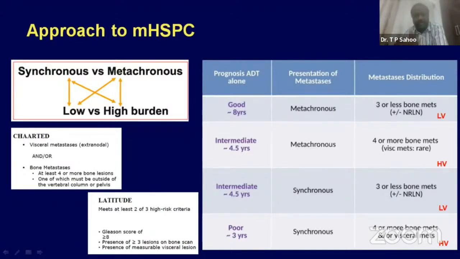So these are some minor differences, but all said and done, both the trials take any visceral disease as high risk, and even more than 3 bone mets, but preferably beyond the pelvis and the vertebral column. If it is there, you would consider it to be high risk. PSA is not considered as such, but all of us know the higher the PSA, the more the bulk of the disease. But there are many high-risk patients who do not have a very high PSA. Synchronous, metachronous, I'll leave it for some other day.